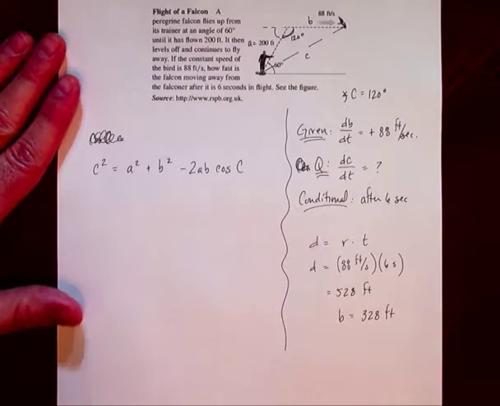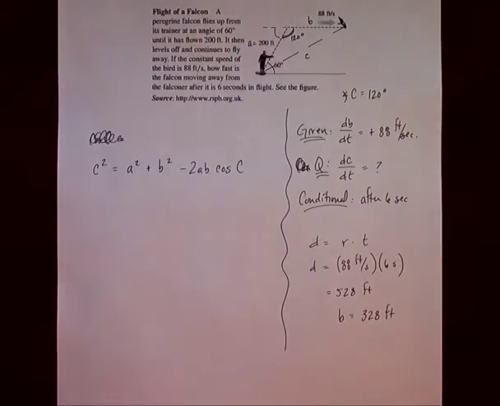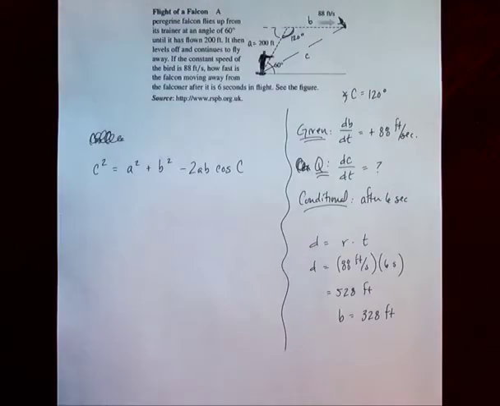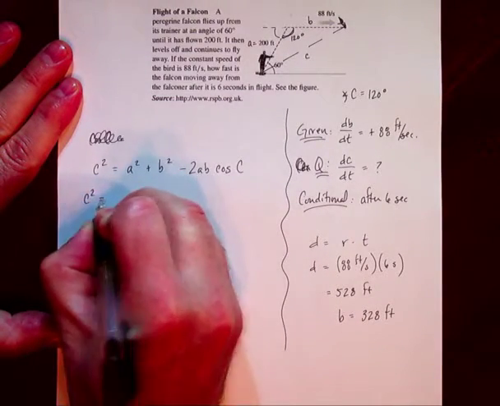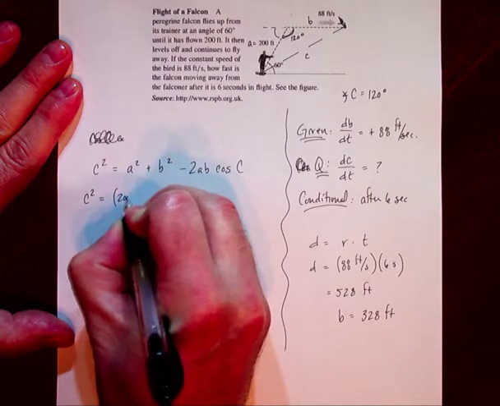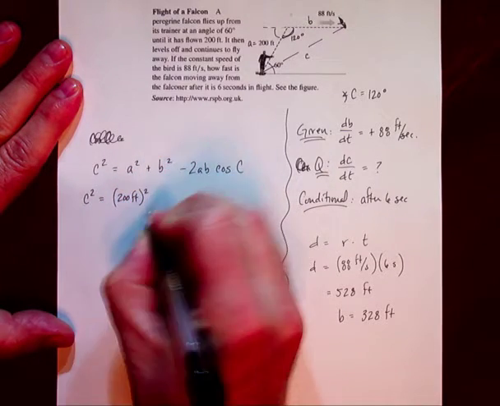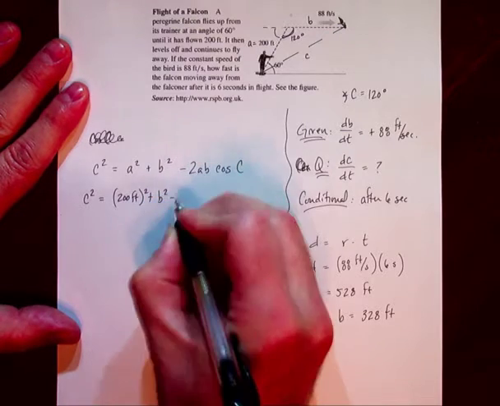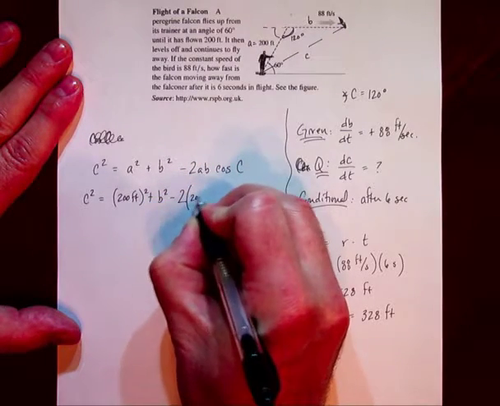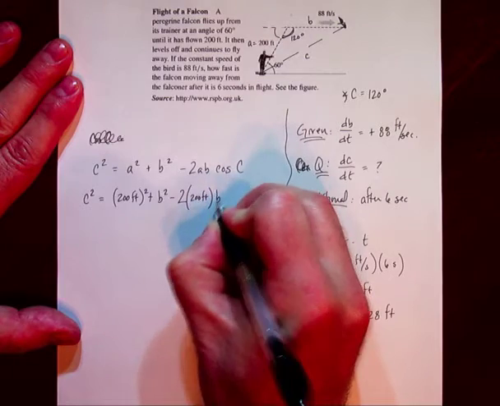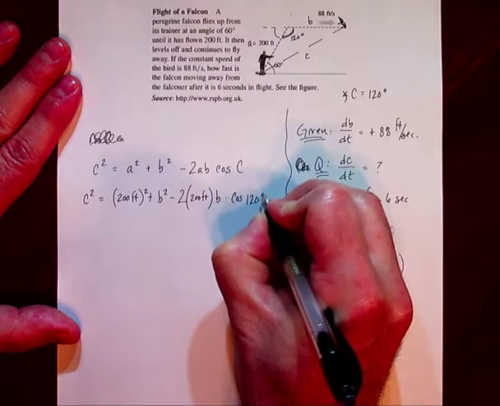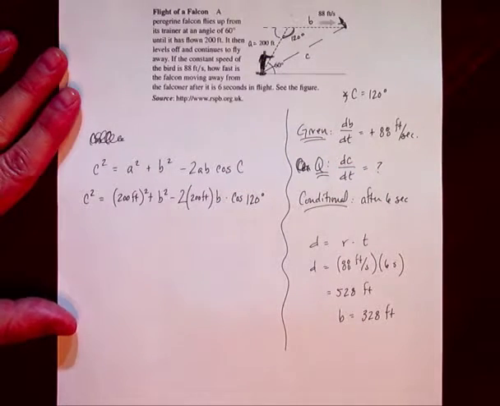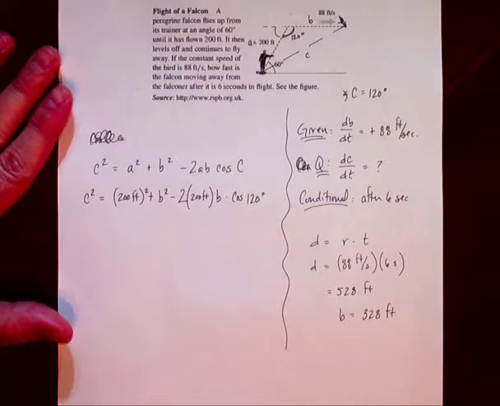Let's go ahead and plug those in. So C squared is equal to 200 feet squared plus B squared minus 2 times 200 feet times B times cosine of 120 degrees. Now, cosine of 120 degrees is actually negative 1/2.